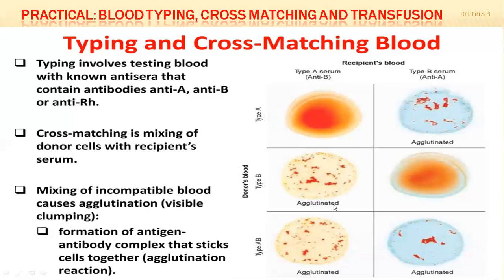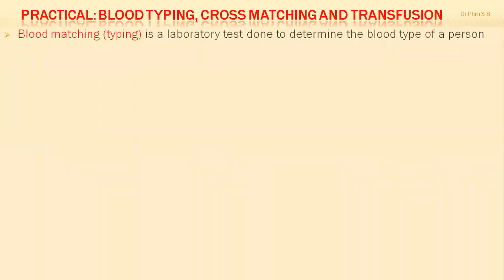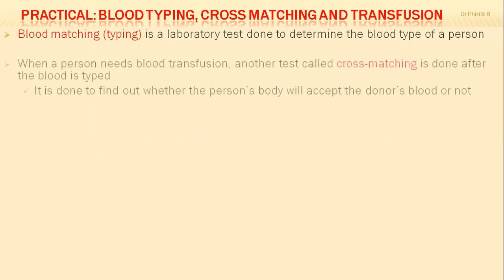This is cross-matching, which is different from blood typing. So blood matching or blood typing is a laboratory test done to determine the blood type of a person, like I've already explained. When a person needs a blood transfusion, another test called cross-matching is done after the blood is typed. It is done to find out whether the person's body will accept the donor's blood or not.